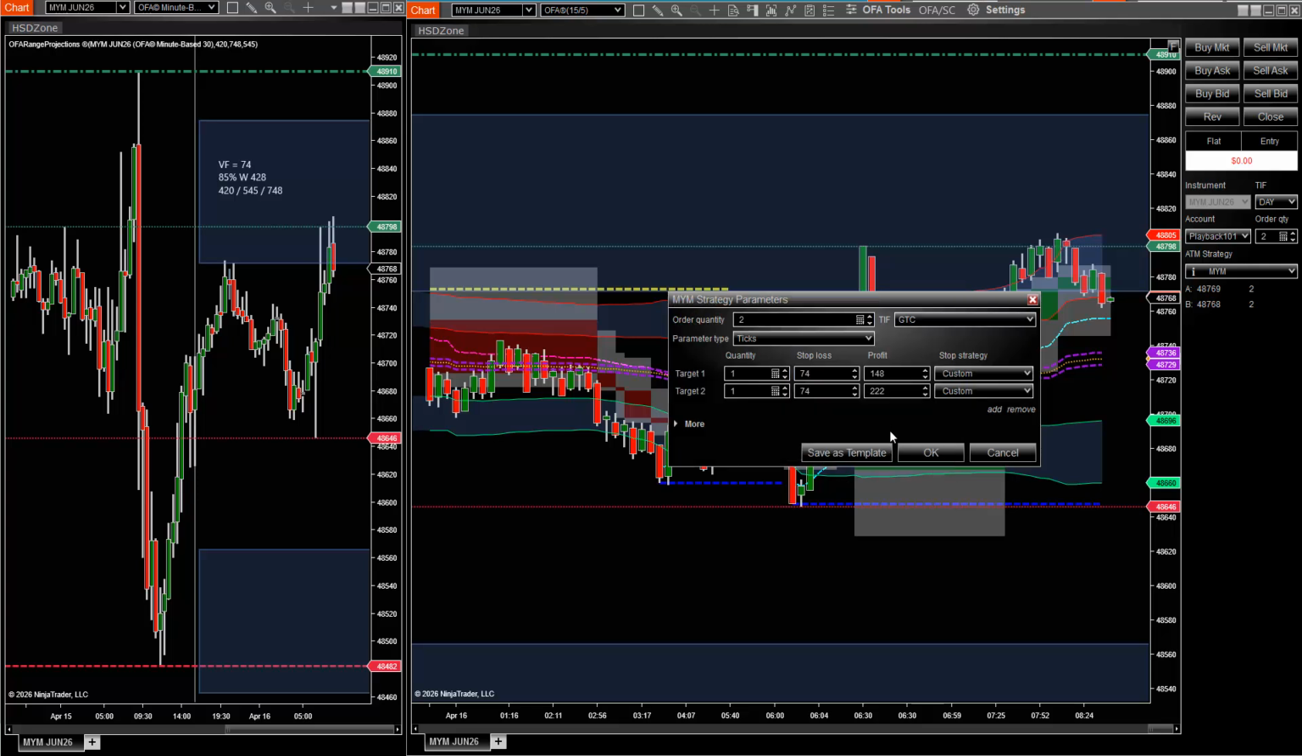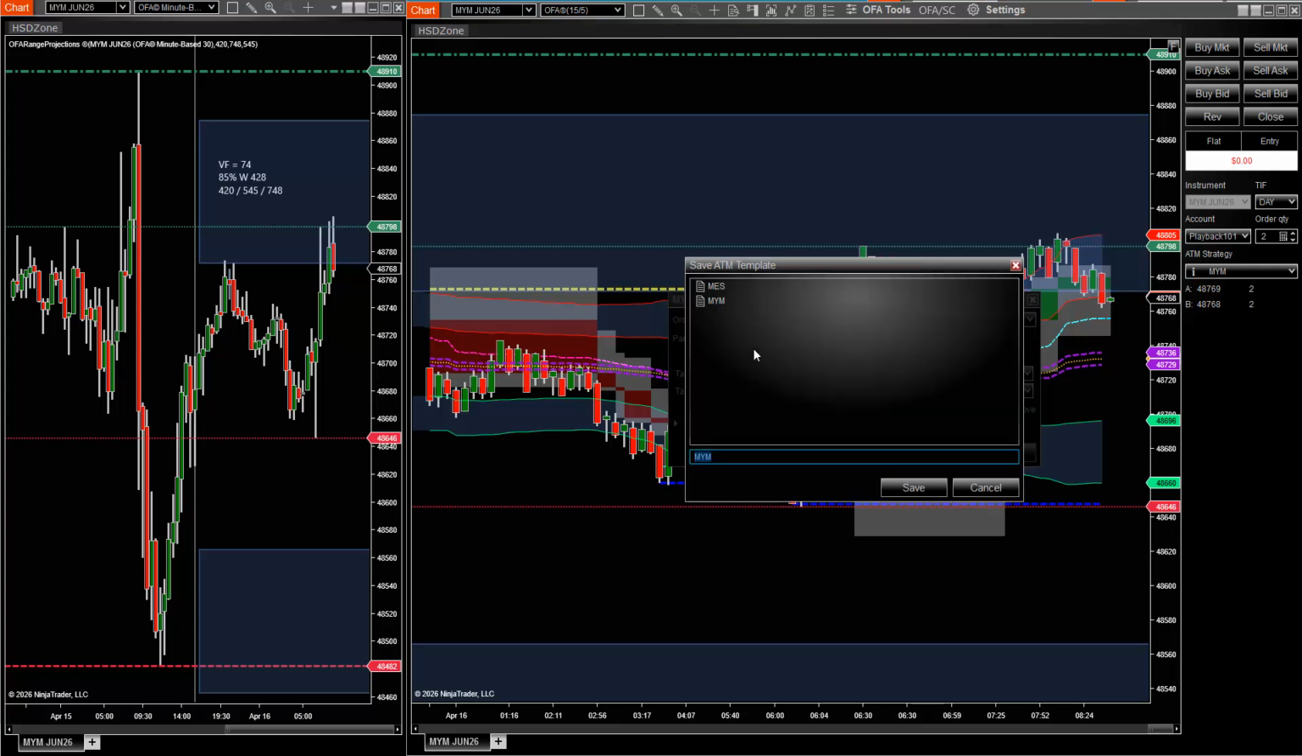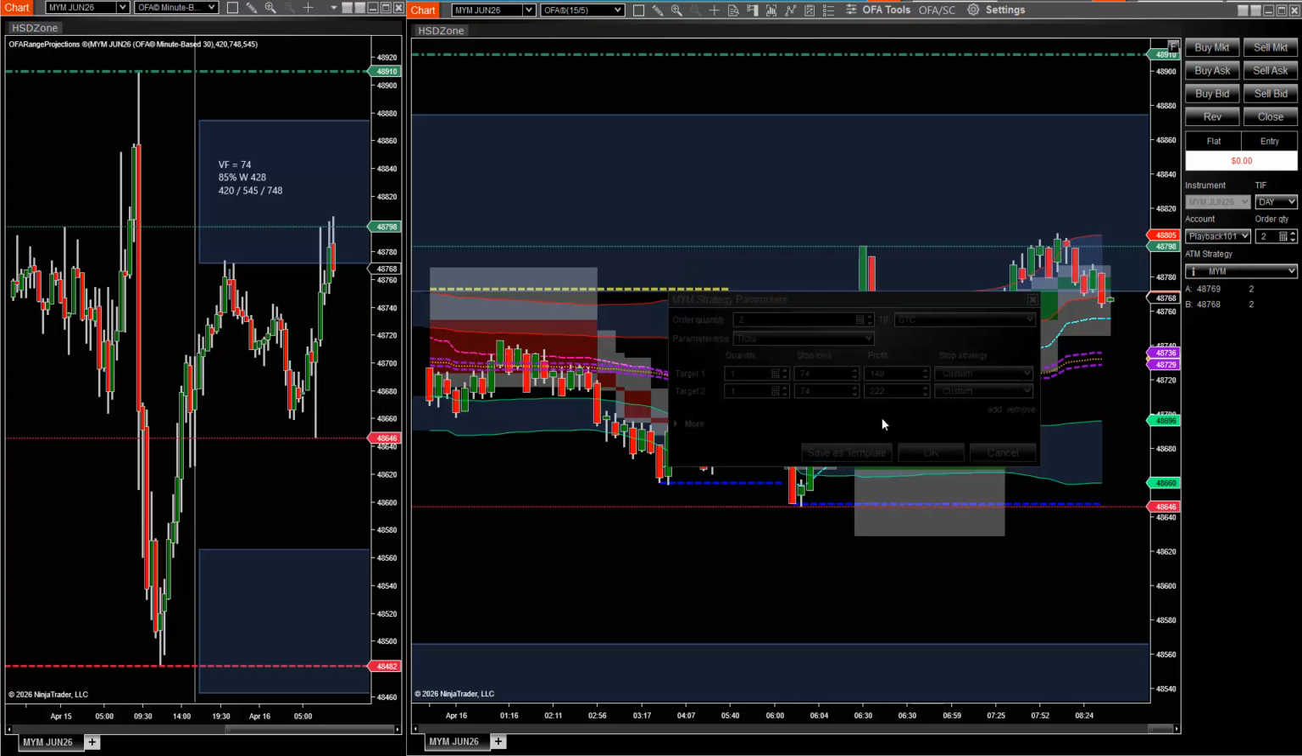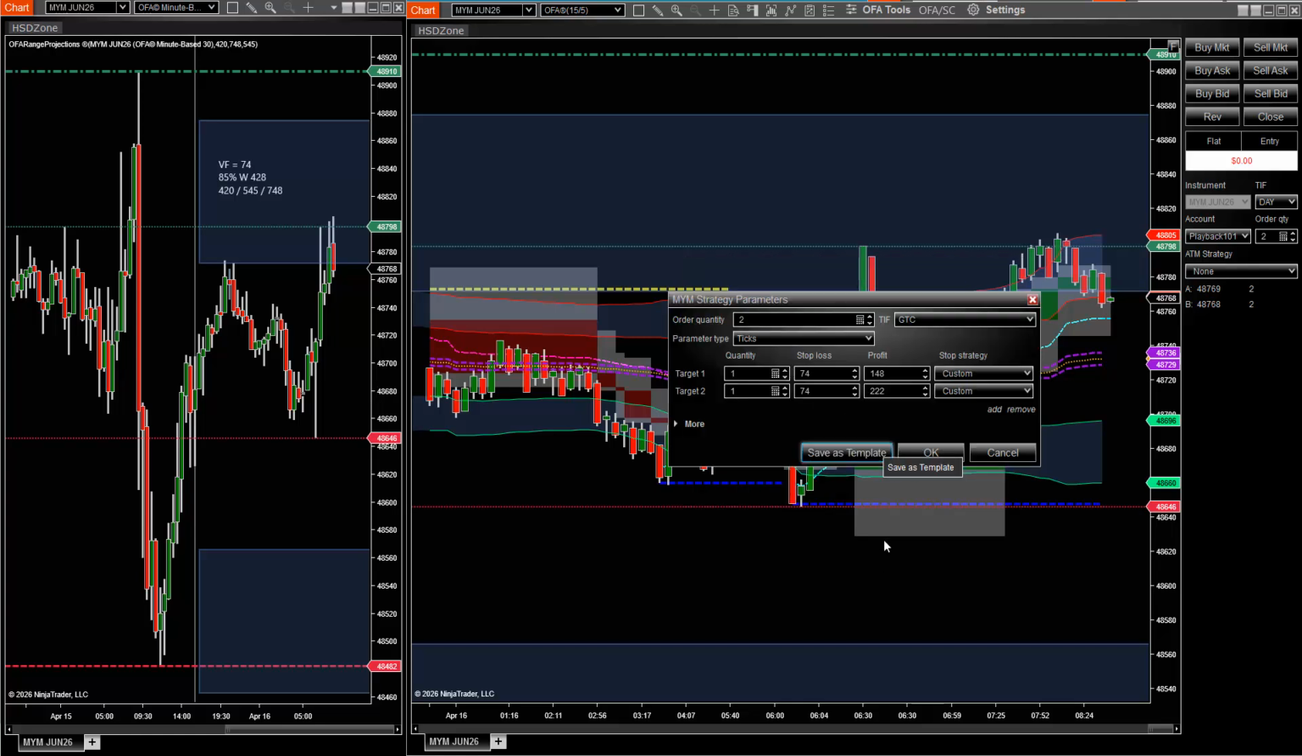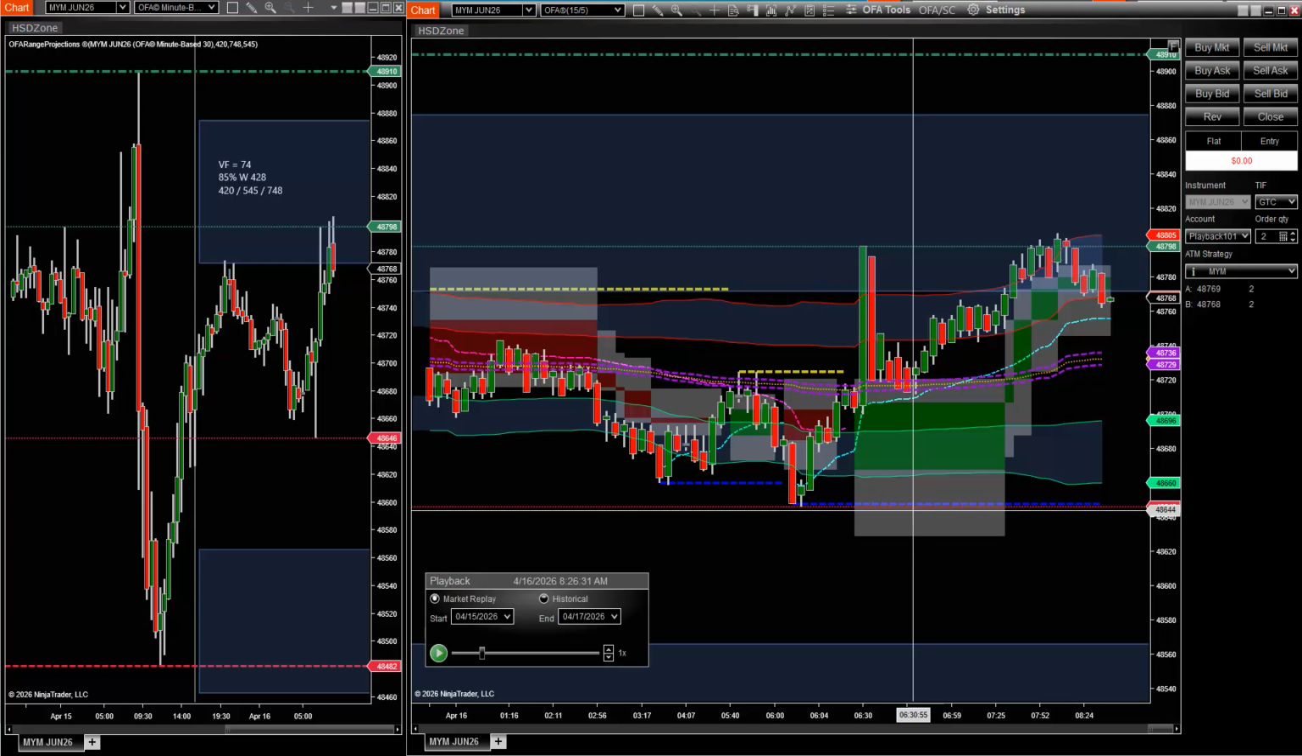If you'd like to save this as a template, you can. I usually save mine every day. Because this is from 2 days ago and not yesterday, that's why it's just a little bit different, but I'll save it. And so I have an MIM and an MES strategy, and I'll click OK.